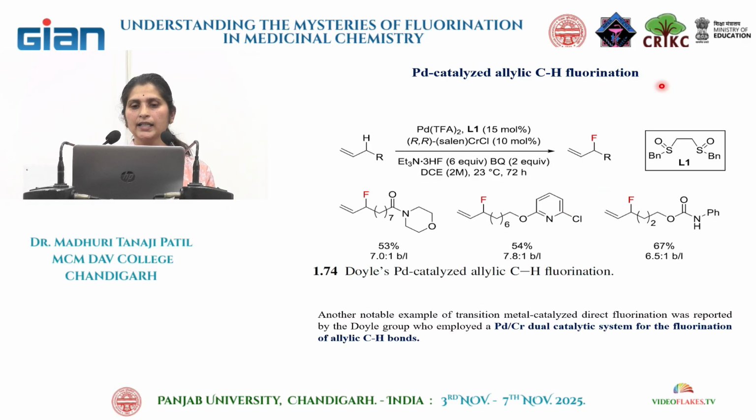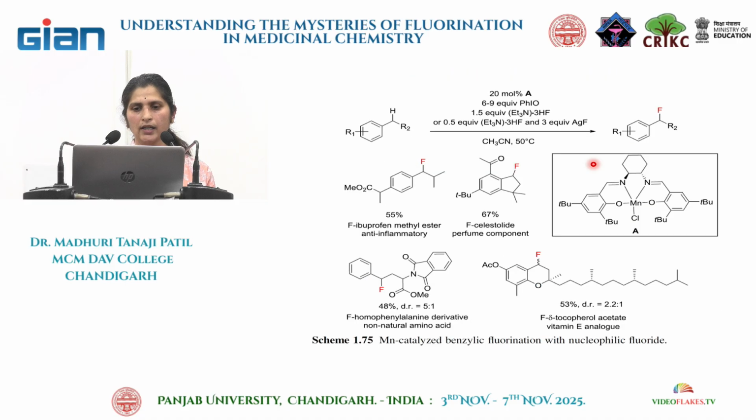Palladium catalyzed allylic C-H fluorination. If you have an allylic C-H, that can also be displaced and you can have fluorine there. People have used a manganese salen type catalyst to do this work. By doing this reaction you can also get fluorine at this benzylic position.